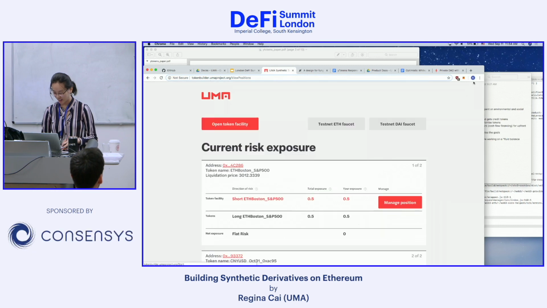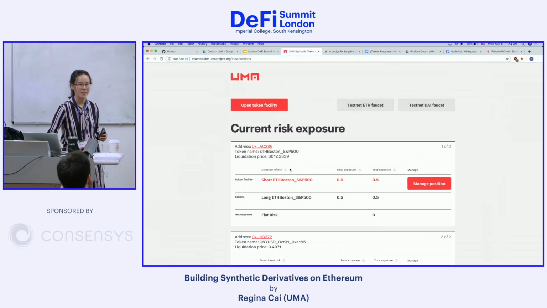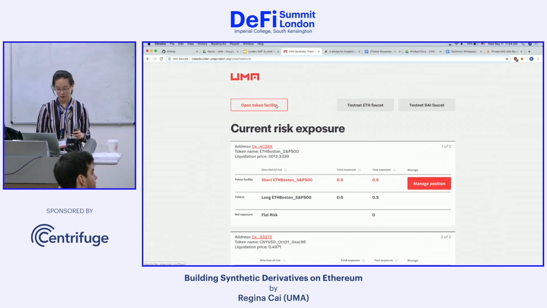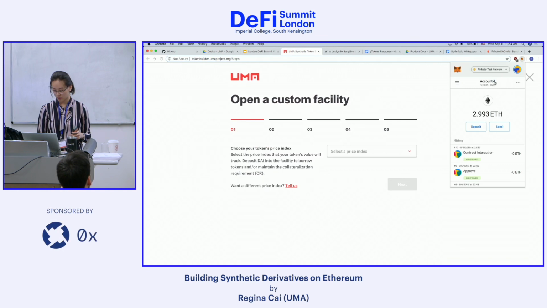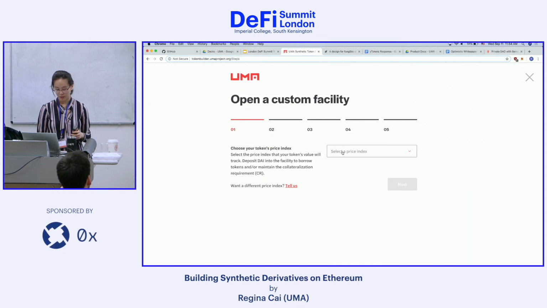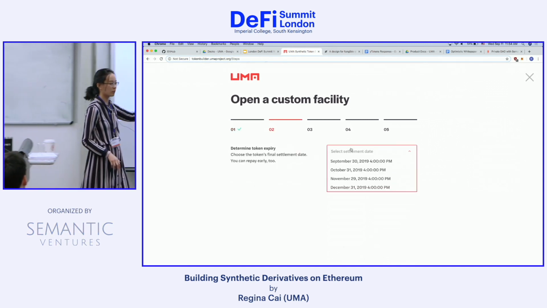So here I've got the synthetic token builder. I've already created one at ETH Boston, as you can see. But if I open a token facility, let me just make sure I'm on Rinkeby. Great. So if I select, for example, gold, we've curated 4 different expiration points.